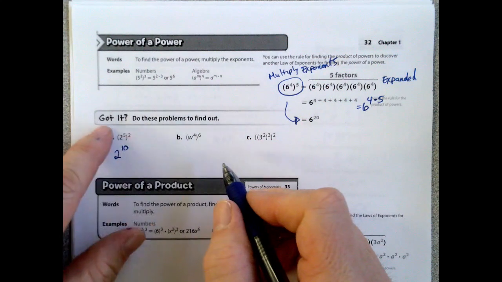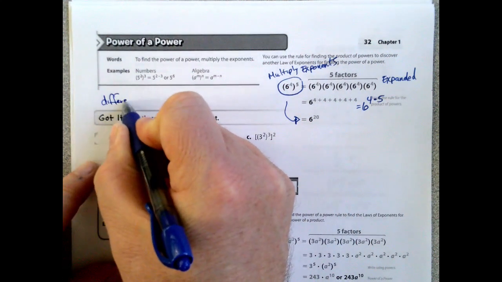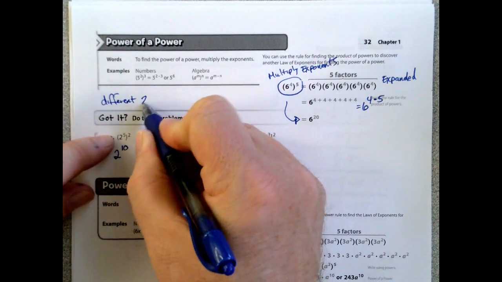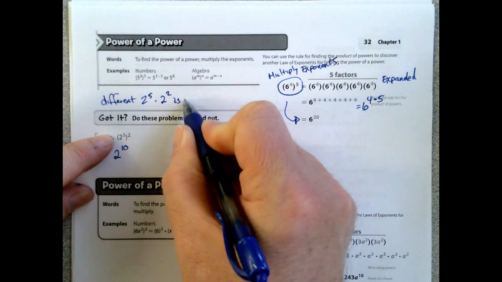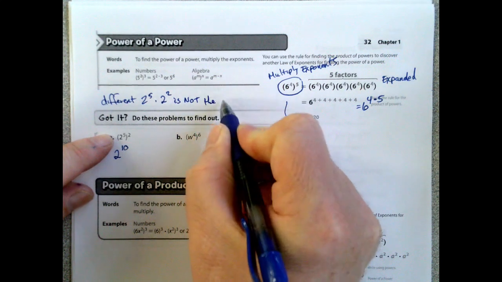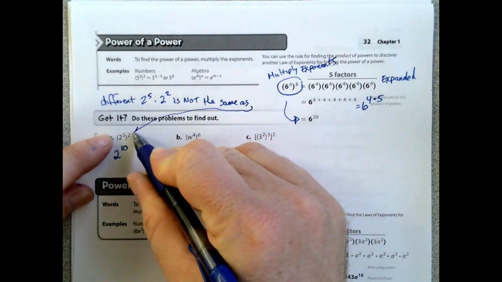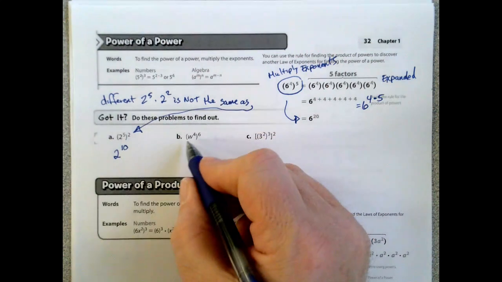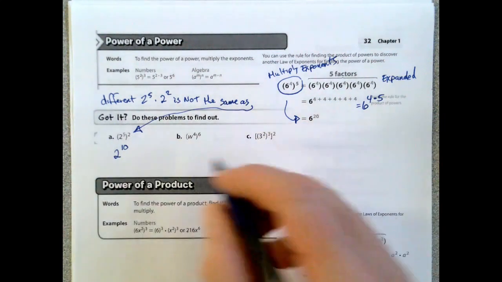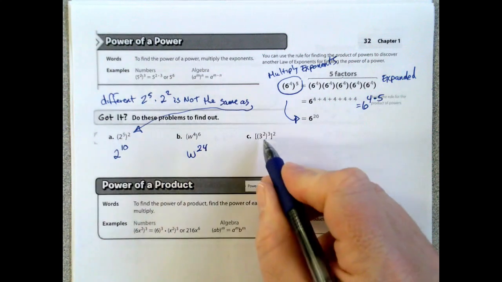You're not adding these because that's different. What is different? 2 to the 5th times 2 squared is not the same as this guy. Not the same. Okay? Here we got w to the 4th. What are you going to get for b? W to the 24. What are you going to get here?